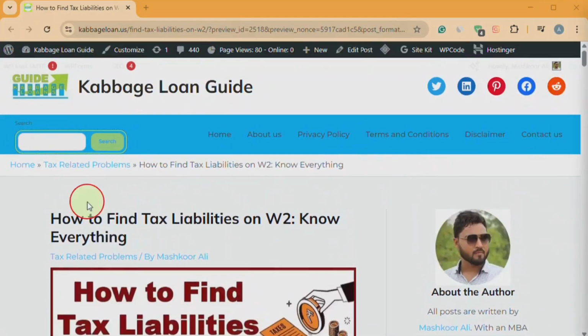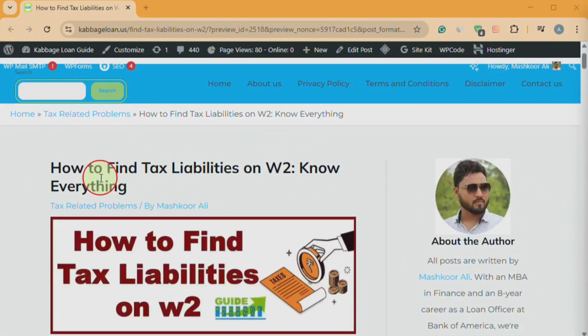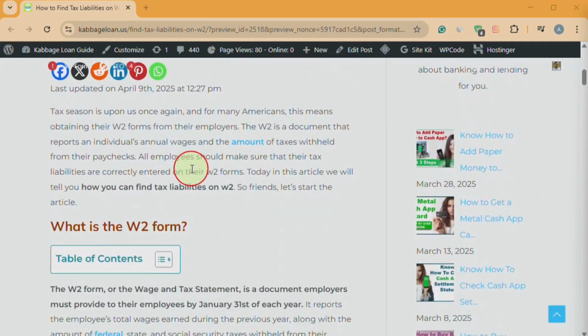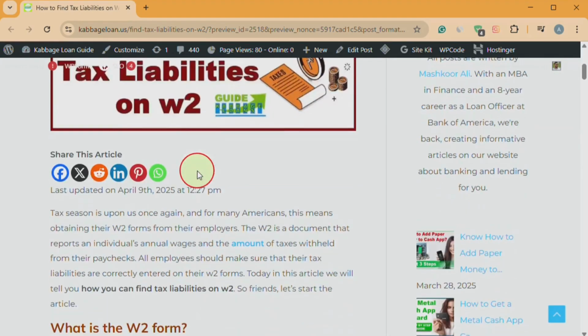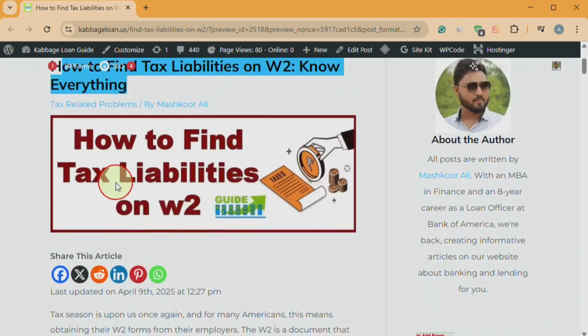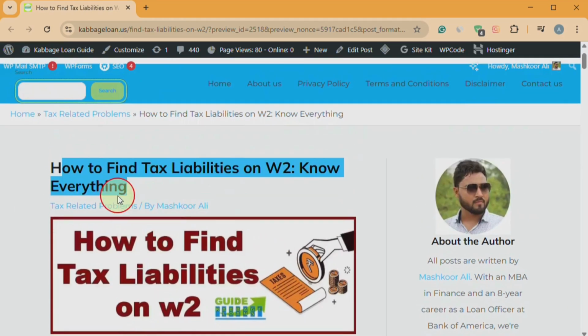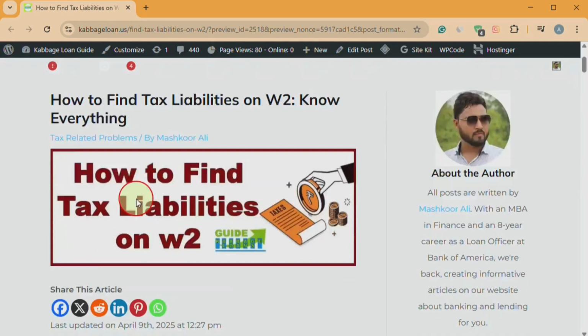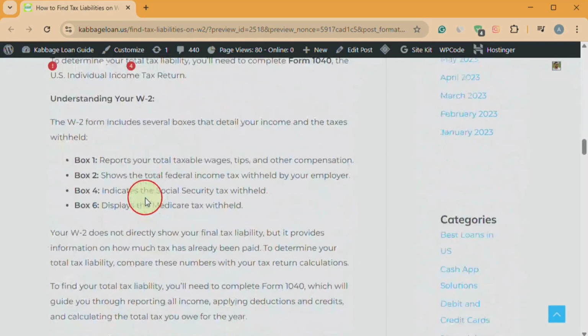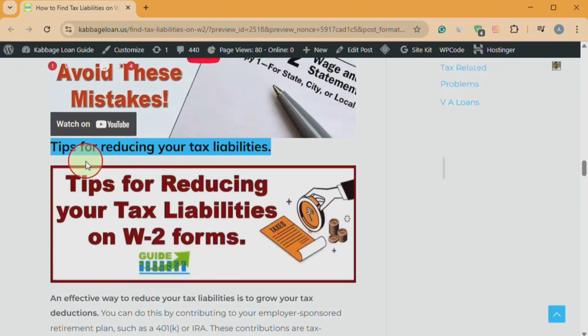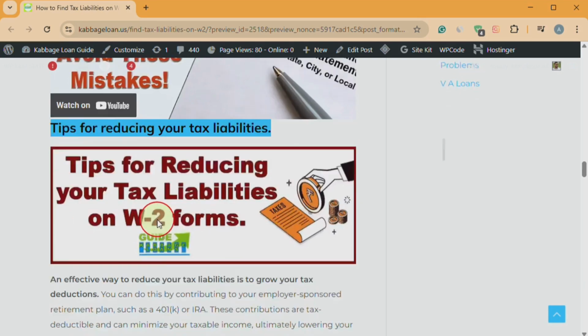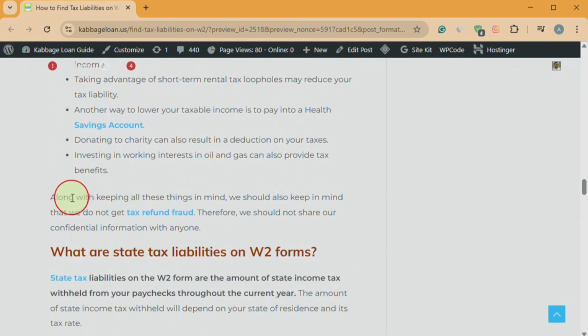We are here on this article to understand the entire process in detail. This article explains how to identify tax liabilities on a W-2 form. Along with that, it also discusses effective ways to reduce tax liabilities, which are quite useful. As we scroll down this article, we see a subheading called Tips for Reducing Your Tax Liabilities. It includes many effective methods that can help you significantly reduce your tax liabilities.